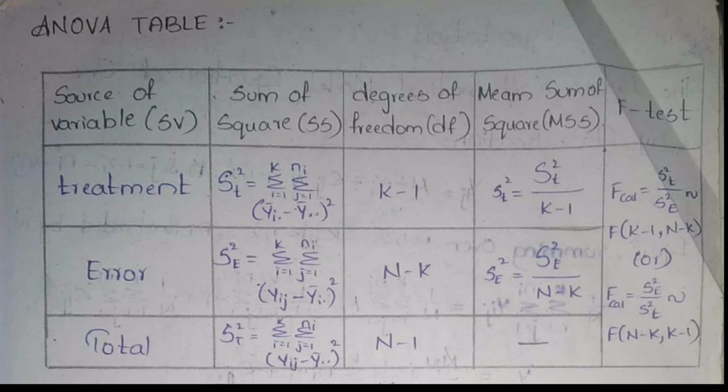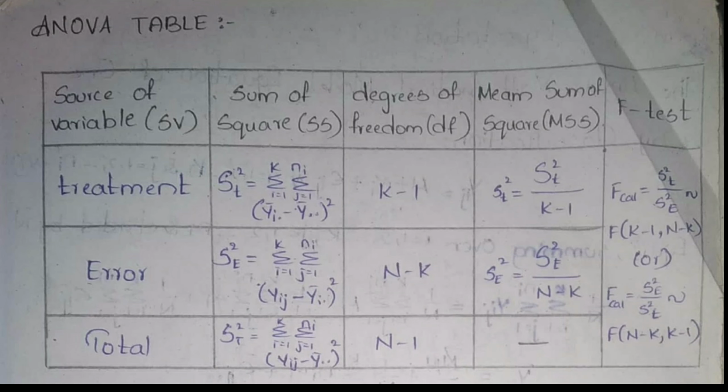In one-way classification, the ANOVA table has sources: treatment, error and total. Sum of squares: capital S square small t, capital S square capital E, capital S square capital T. Degrees of freedom for treatment, k minus 1. Degrees of freedom for error, capital N minus k. So the total of treatment plus error equals N minus 1. After that, variance. The variance means mean sum of square, so we get the sum of square divided by the degrees of freedom. And after that we write the ratio, the F test.